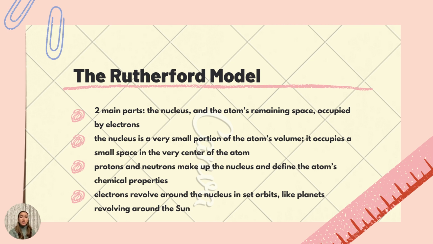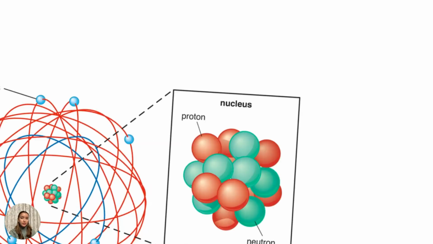Now, the nucleus is a very small portion of the general volume of an atom, and it occupies a really small space in the very center of the atom. Protons and neutrons make up the nucleus, and they define the atom's chemical properties as well. And electrons are revolving around the nucleus in their own set orbits, just like the movement of planets around the sun.